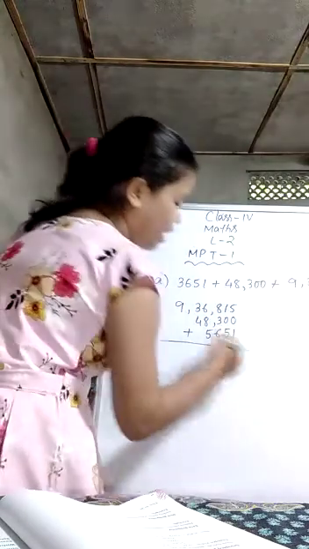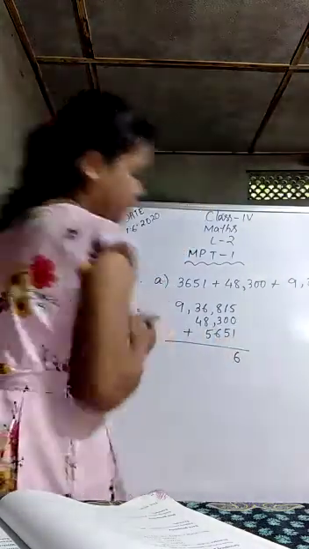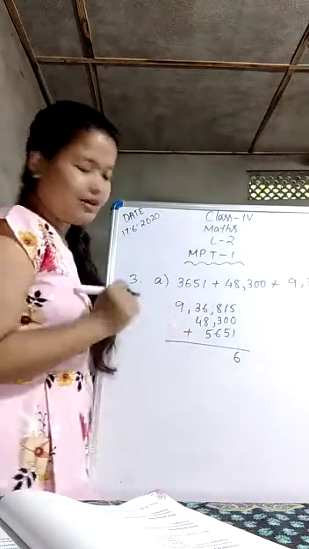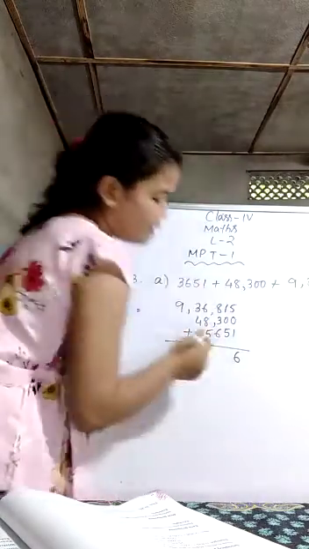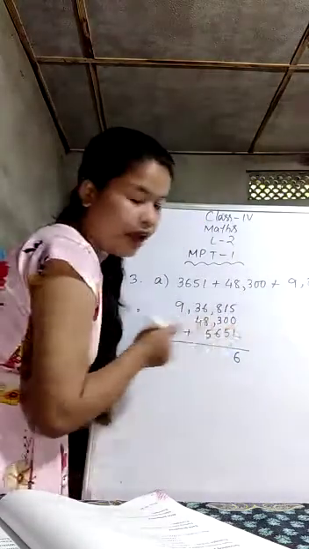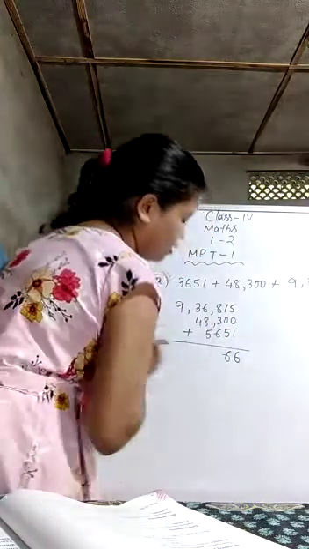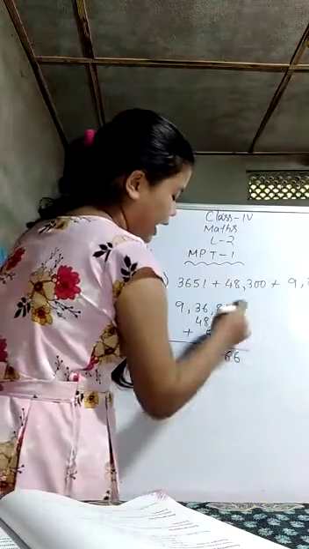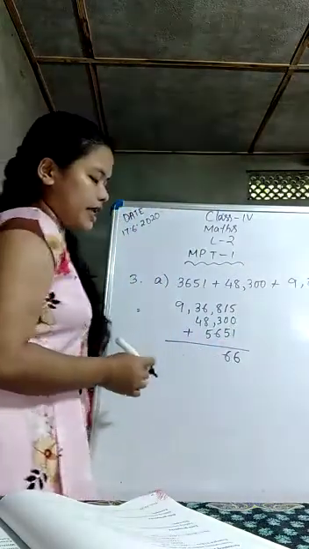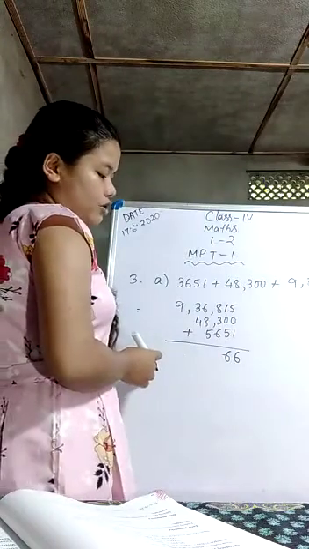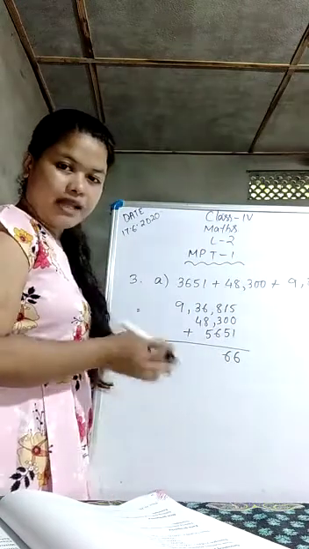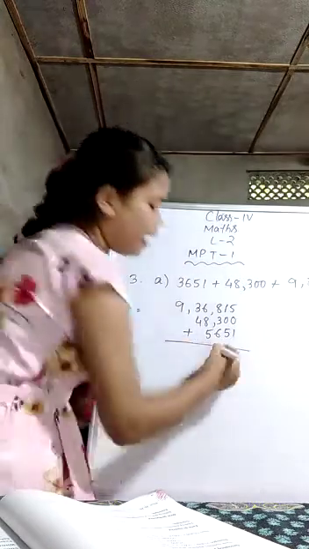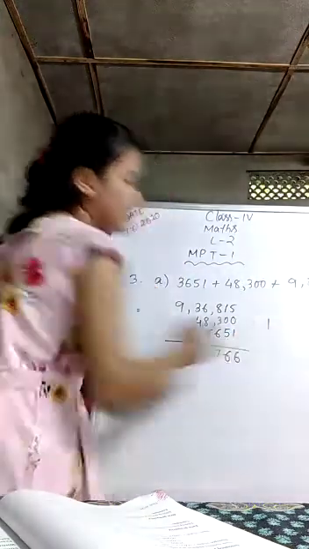So 5 plus 1 is 6. 0 is there, no value for 0. That means 5 plus 0 plus 1 is 6. Then 1 plus 0 plus 5, it is also 6. Then 8 plus 3 plus 6. 8 plus 3 is 11, 11 plus 6 is 17. So from 17 we will write 7 and 1 is left.